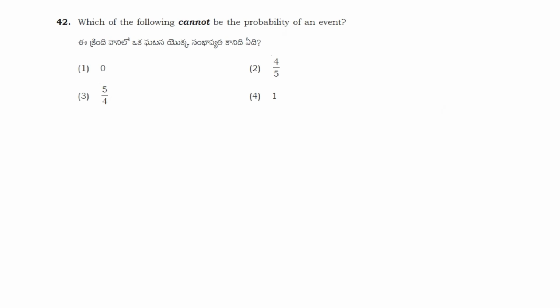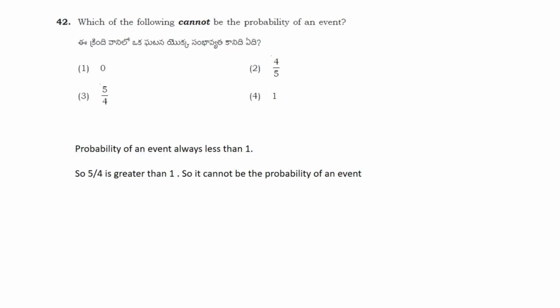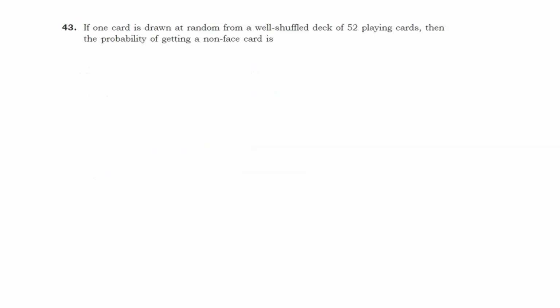So 42nd question. Which of the following cannot be the probability of an event? It's a direct question. No need to do any calculation. You just be strong in your basics. You just put the answer and you go. So the probability of any event is always less than or equal to 1, right? You know that. So 5 by 4 is greater than 1, so it cannot be the probability of any event, right?